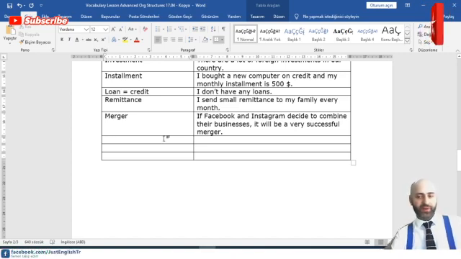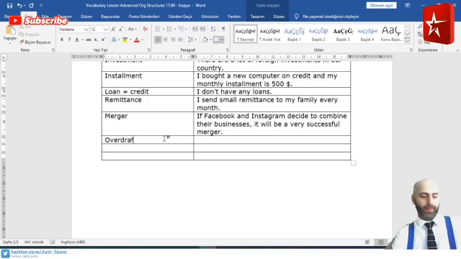The next word that we will learn today is overdraft. I'm not sure about this word if it is used in Turkey, because this is some specific system which cannot be available in all countries. But overdraft means the amount of money that you overuse.